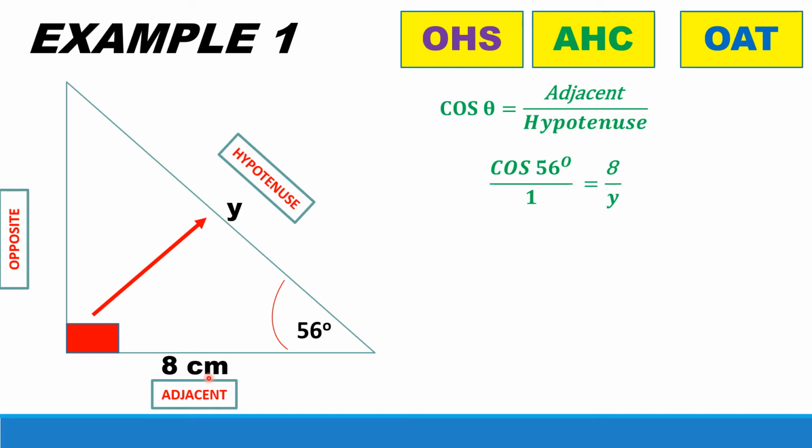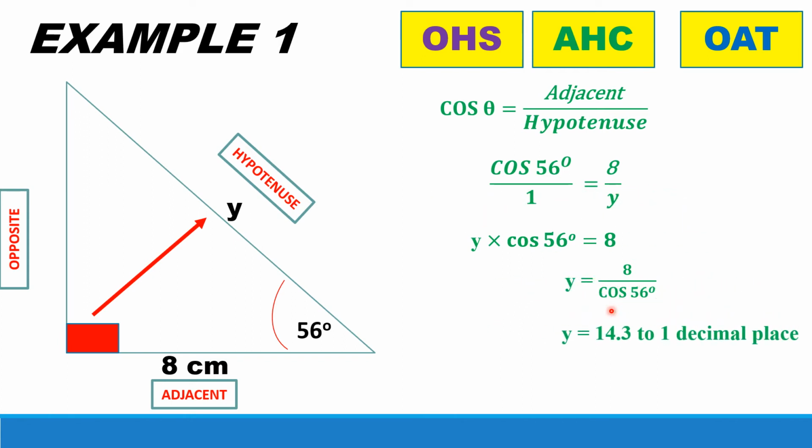So the next step is to cross multiply. And when we do that, we'll get y times cos 56 equals 8 times 1. We will get 8. We want to find y, so we have to make y the subject. So y is equal to 8 over cos 56 degrees. Put that into your calculator. Make sure that your calculator is in the DEG mode, and you should get 14.3 to 1 decimal place.